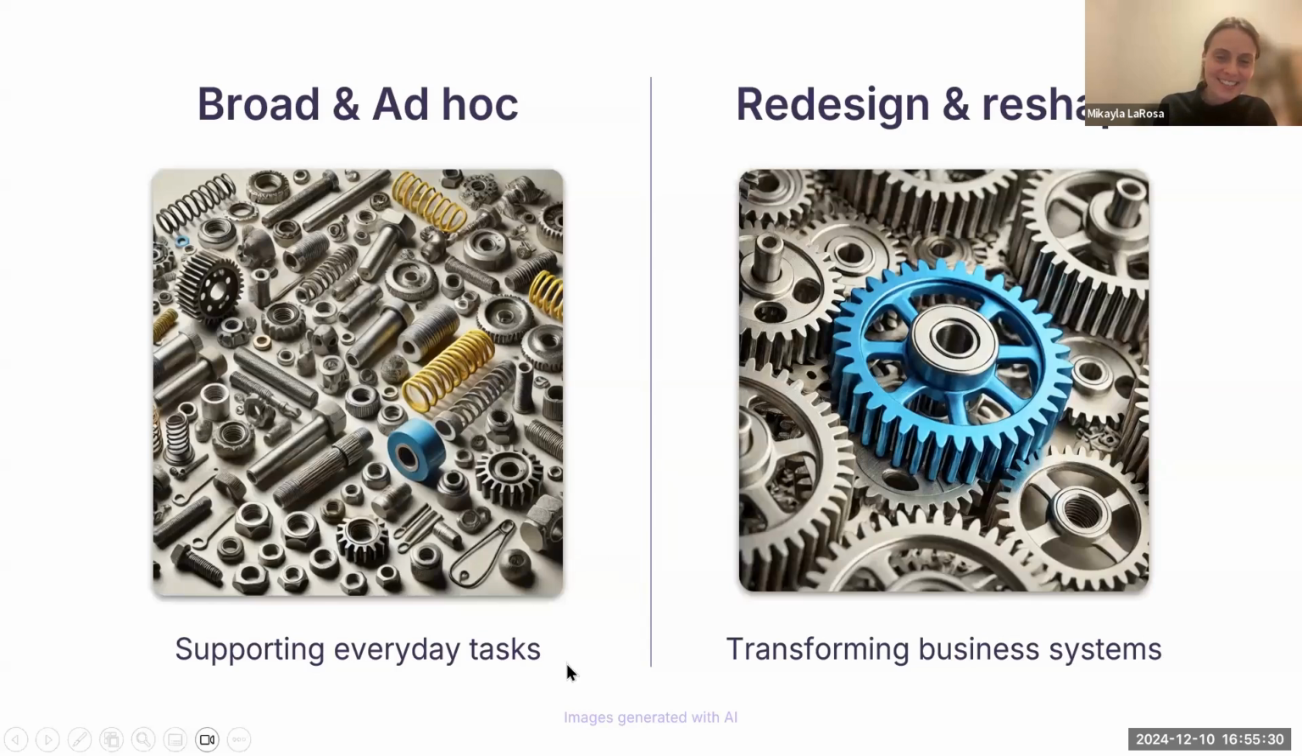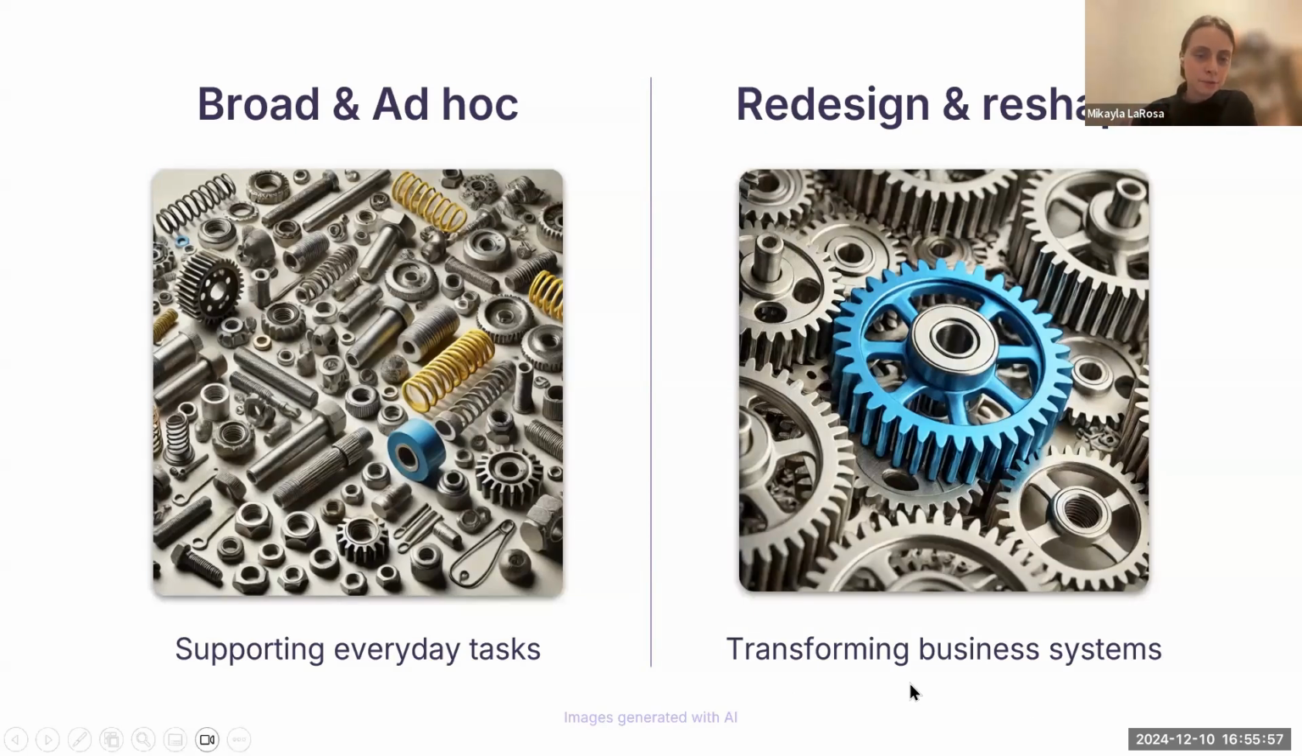On our left side, we see a table. There's tons of different sort of screws and gears and different pieces of maybe a machine. Imagine this representing the ad hoc or broad usage of AI, where it's supporting everyday tasks. Sometimes you need a spring, a screw. It's useful maybe in 1 or 2 different moments, very, very unique and personalized.